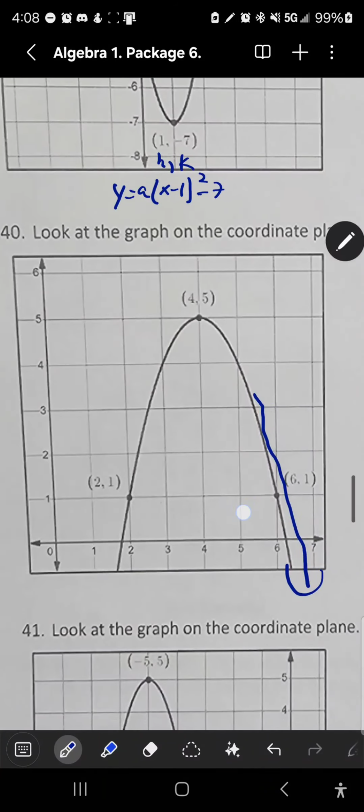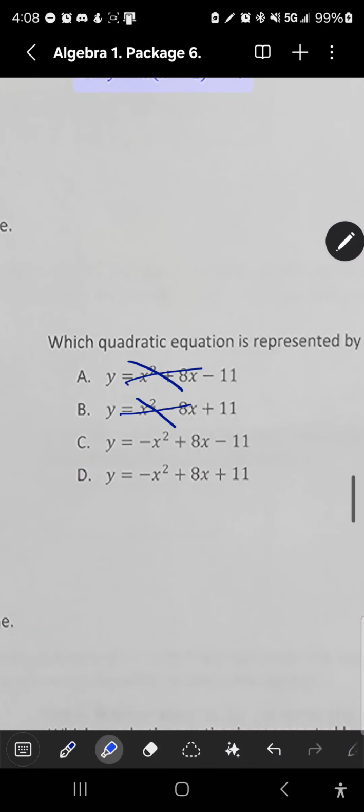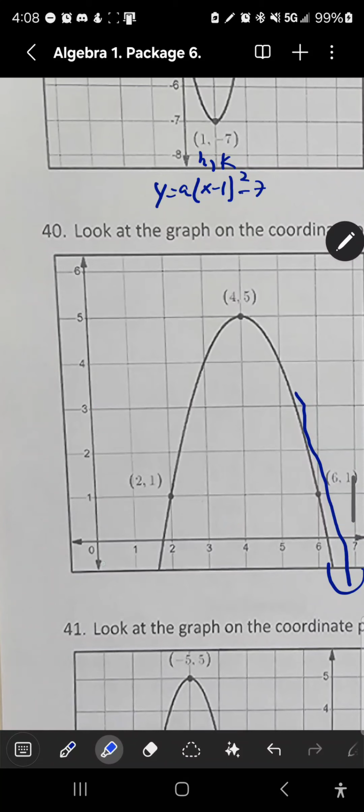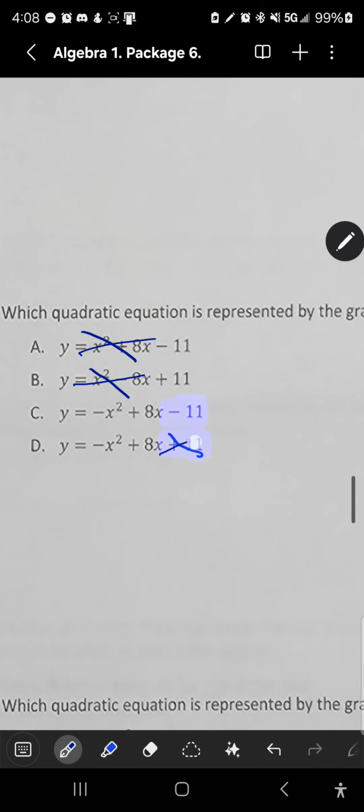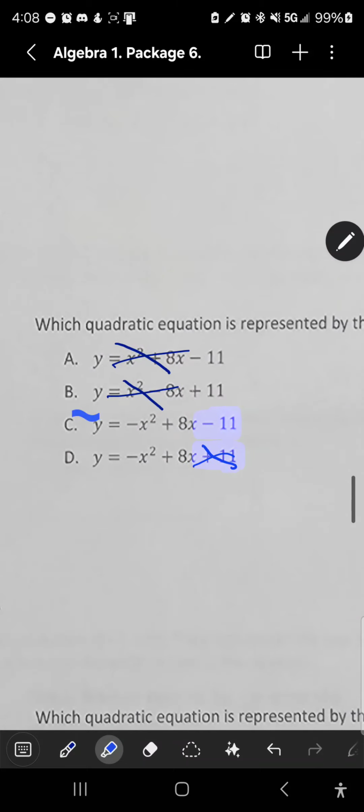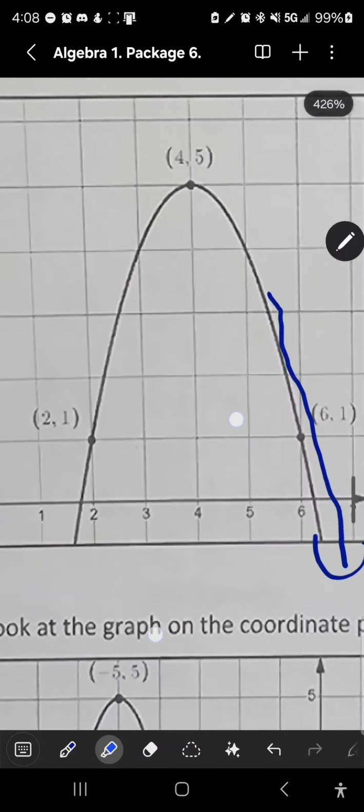Now, something that I can see is that this value, you can calculate it. But this value right here is the y-intercept. I'm going to calculate it either way, but as you can see, the y-intercept is going to be a negative number down here. So it cannot be positive 11. So I know my answer must be C.